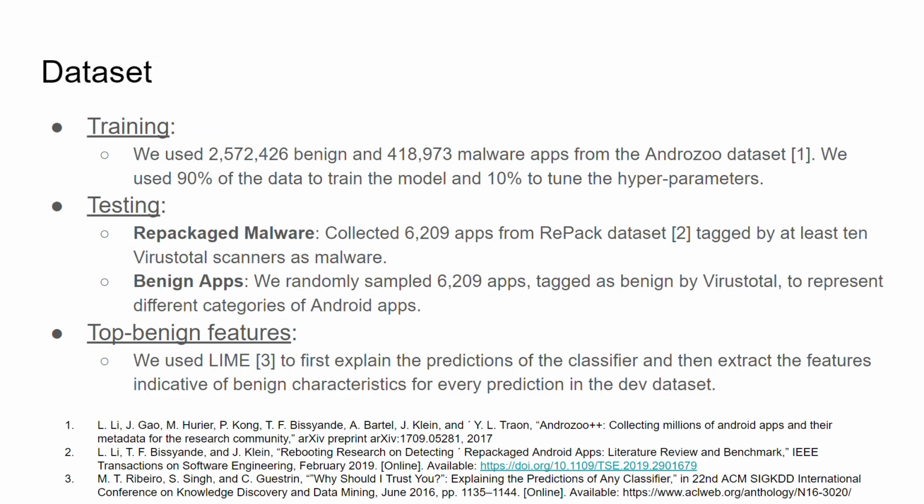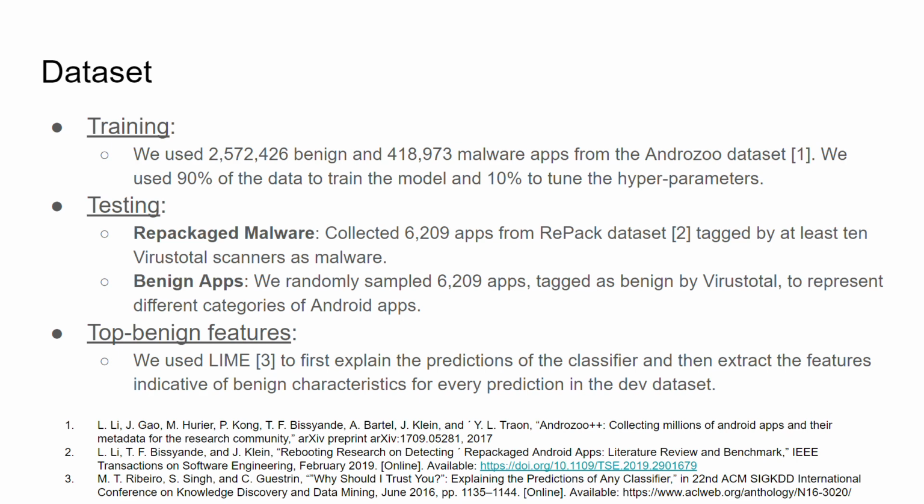For the experiments, we used the AndroZoo dataset for training the model. We had about 2.5 million samples of benign apps and 400,000 samples of malware apps. This dataset was divided into a 90 to 10 ratio. 90% of the data was used for training the model, and 10% was used to tune the hyperparameters as well as extract the top benign features.